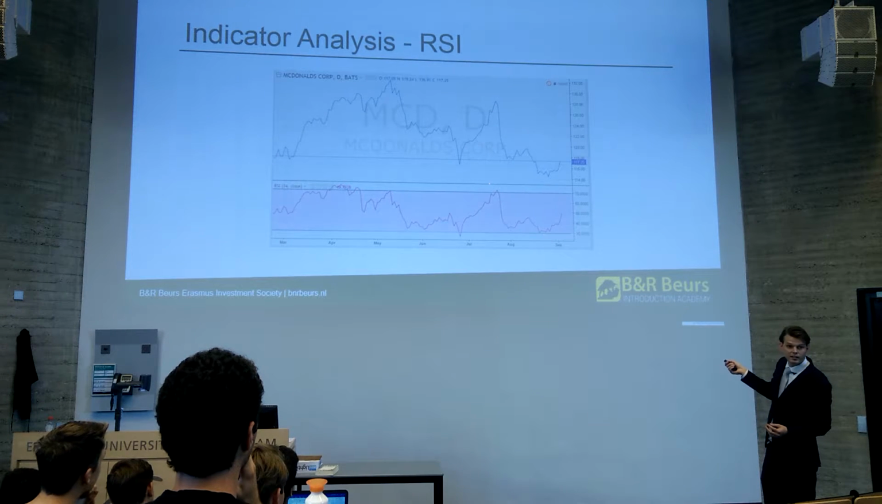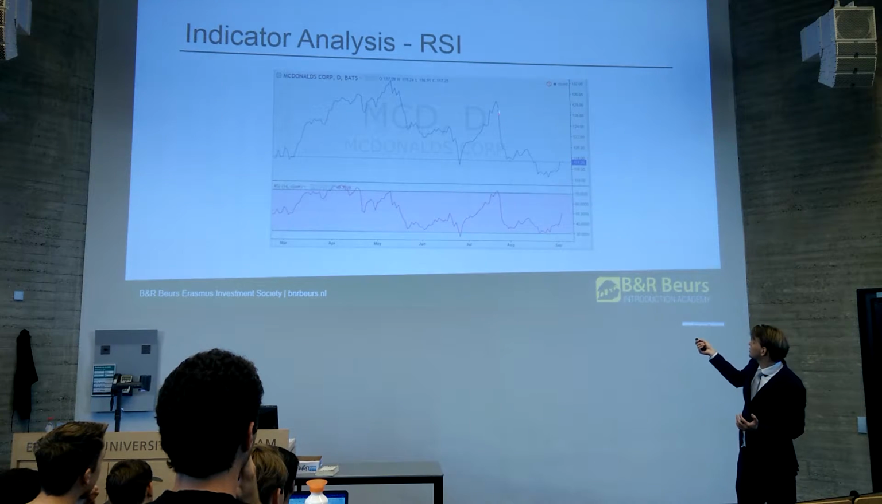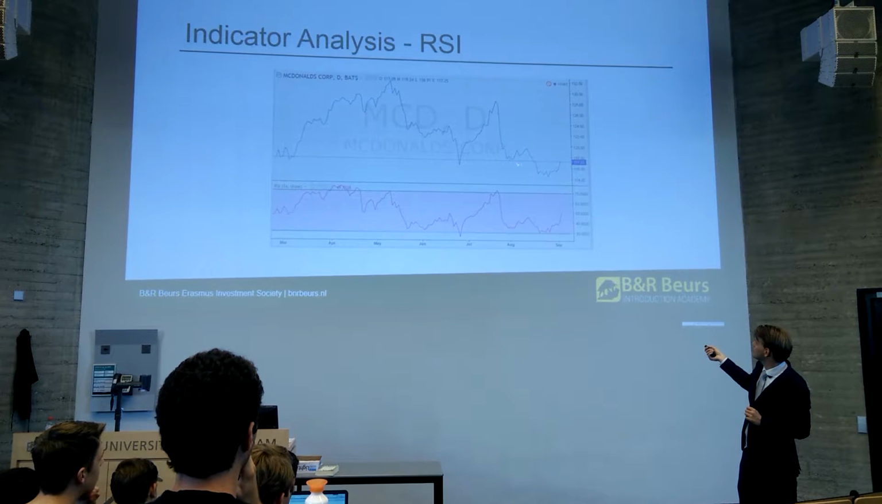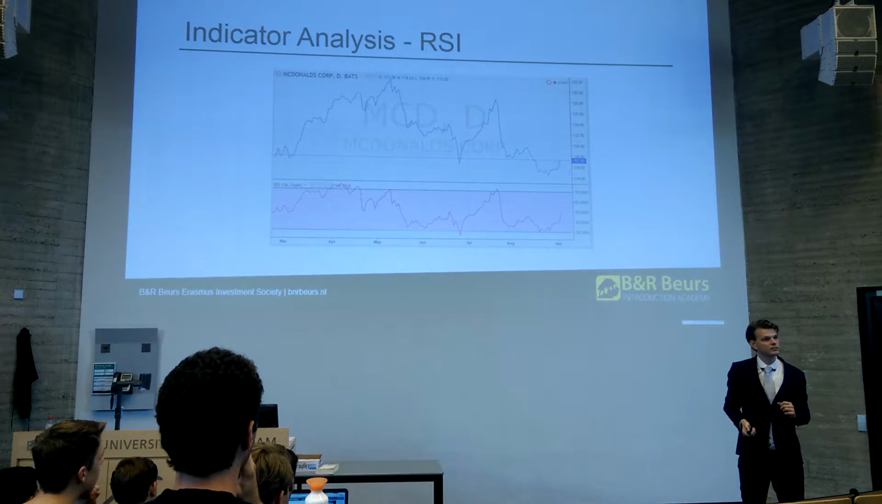And here you see that the RSI was above 70. So the stock was overbought, and you can see that also in the share, so your signal said, well, I should sell my stock. Well, that was actually a good idea. The stock went down afterwards.